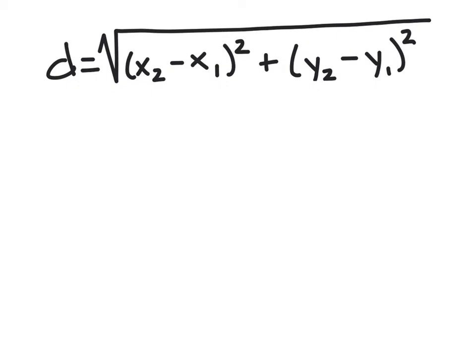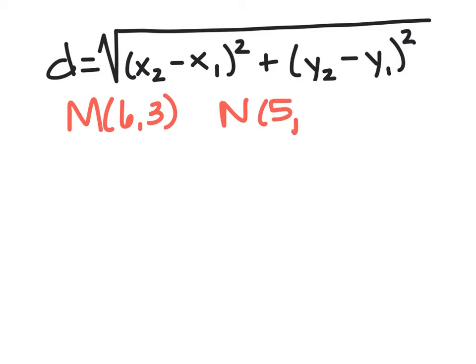Let's work an example using just the formula. So we want to find the distance between points M, which is at (6, 3), and N, which is at (5, 7). So let's plug our numbers into the formula and find that distance. So our first step is to substitute our number values in for the x's and y's in the formula. So M will be our x1 and our y1, and N will give us our x2 and our y2.